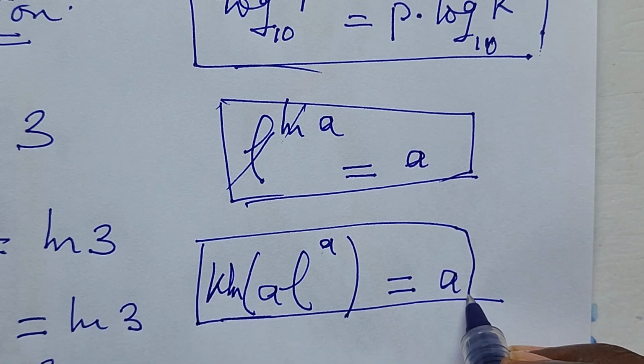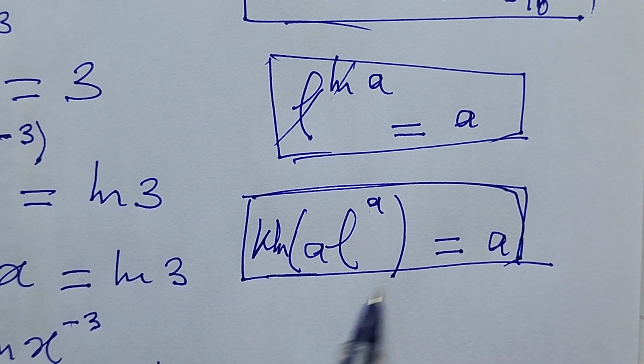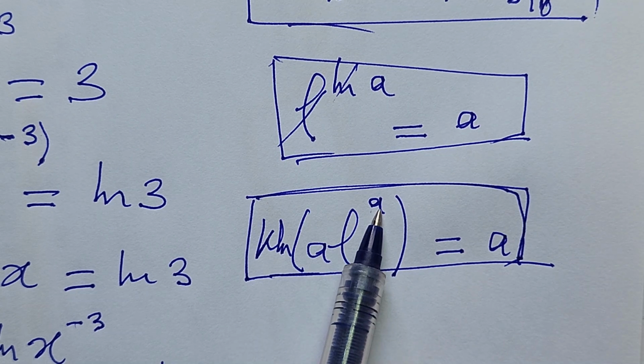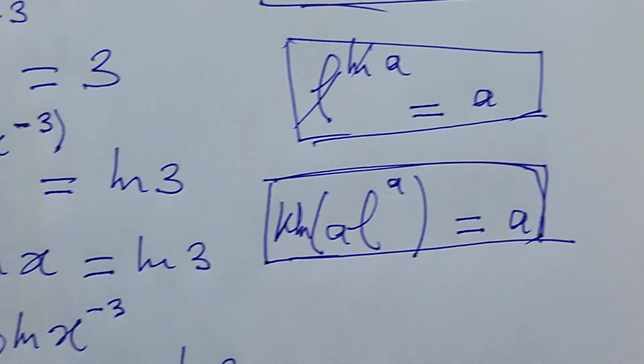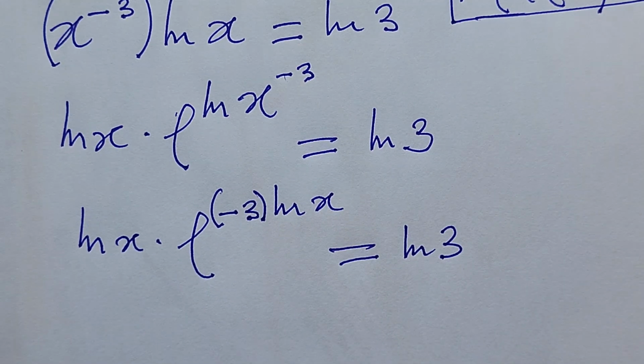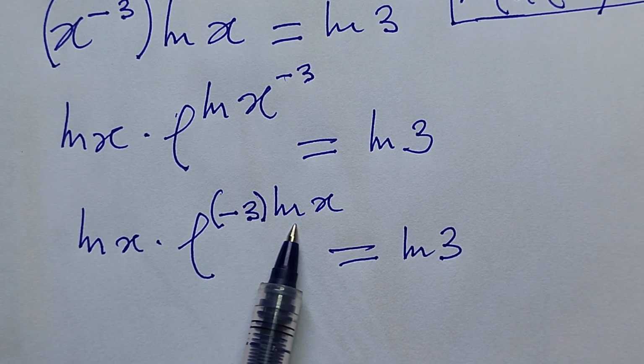Okay, I know this is not taught in many of our schools. If we succumb to it, it means this power and the base here must be the same. So if they must be the same, let's check what we have here. Here we have ln x. Here we have minus 3 ln of x.